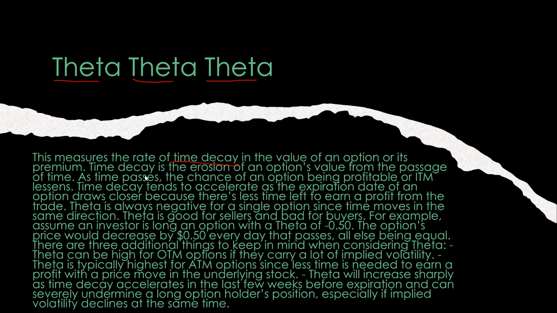Time decay is the erosion of an option's value from the passage of time. As time passes, the chance of the option being profitable or in the money lessens. Time decay tends to accelerate as the expiration date draws closer, because the less time you have, the less time you have to profit. Theta is always negative for a single option. Remember that. Theta is always negative for a single option since time moves in one direction. Unfortunately, we haven't figured out how to turn that back yet.